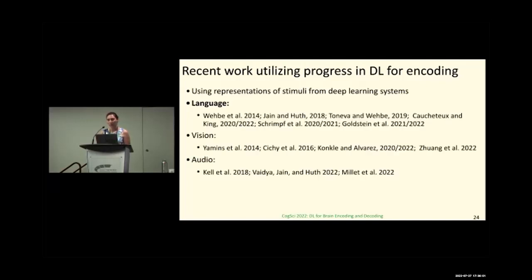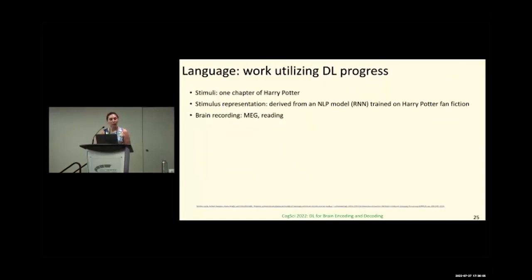Okay. Right, so we're going to get started with the language part. Here, this is work from Leila Wehbe from 2014 and colleagues. I want to note here that this work precedes a lot of progress in natural language processing, which happened around 2018, 2019, and more recently. Here the authors had a stimulus, which is people reading one chapter of Harry Potter, about 5,000 words, viewing this chapter in MEG, word by word. And because this predates a lot of progress in NLP, they actually trained a natural language processing model on their own using Harry Potter fan fiction, which hopefully has similar text statistics to the actual book.